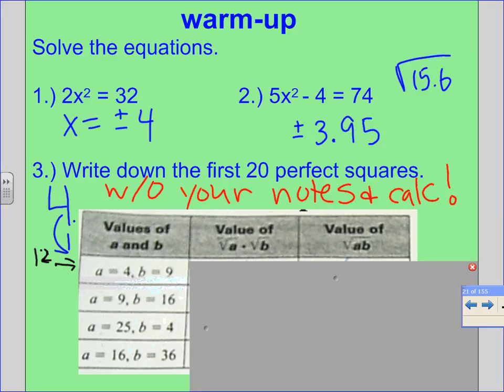Okay, number 3, the first 20 perfect squares. So Matt, the square root of 1 is what? Okay, Justin, what's the next perfect square? Square root of 4, which is, okay, Sean, what's the next one? Tell me, say it the right way though. Square root of 9. Good, square root of 9 equals 3. Briar, what's the next one? Good, Zach, next one.